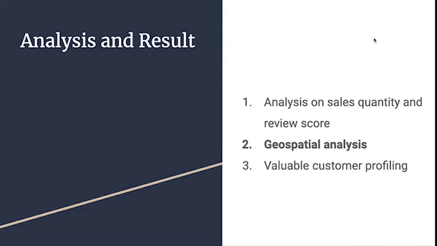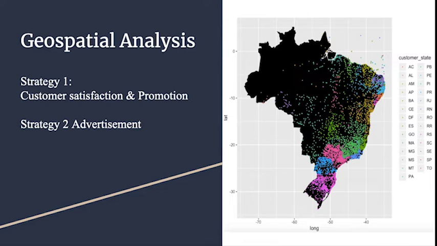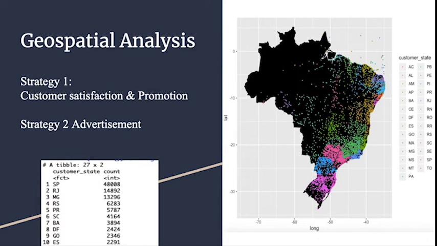The second part, we will talk about geospatial analysis. As shown in the map of customers, most customers are located in São Paulo, and Rio de Janeiro is the state which has the second largest number of customers. The state of Minas Gerais ranks third, and the states of Rio Grande do Sul and Paraná rank fourth and fifth respectively. The number of customers located in São Paulo equals 48,008, which is nearly 4 times that of the state of Rio de Janeiro.